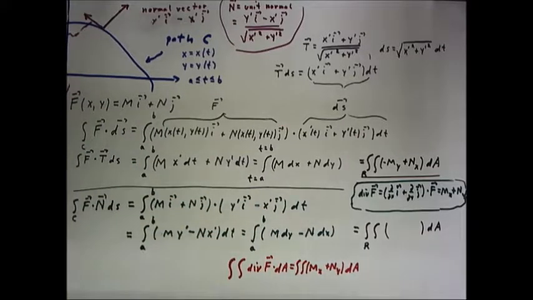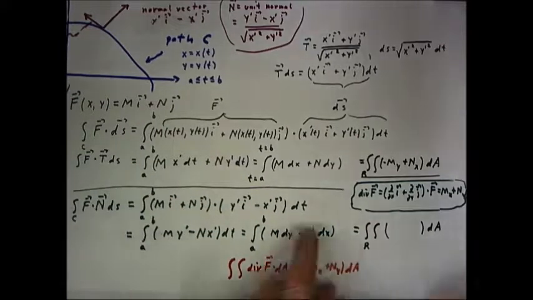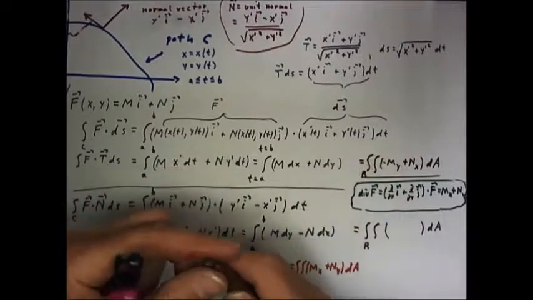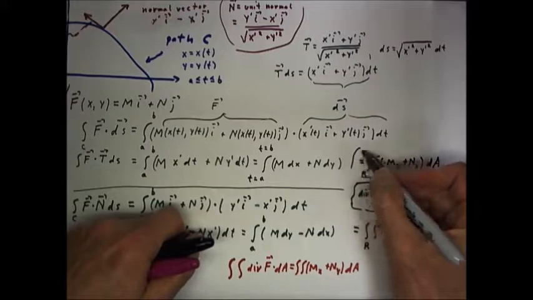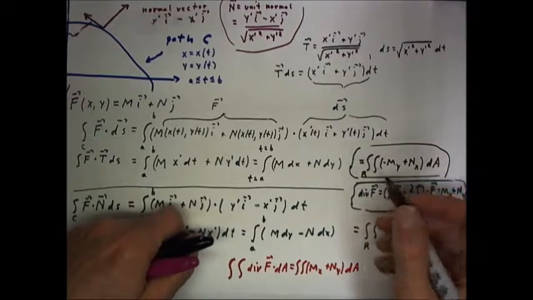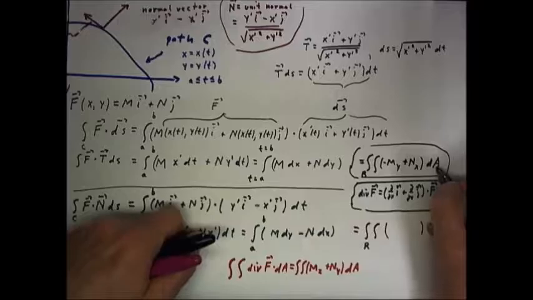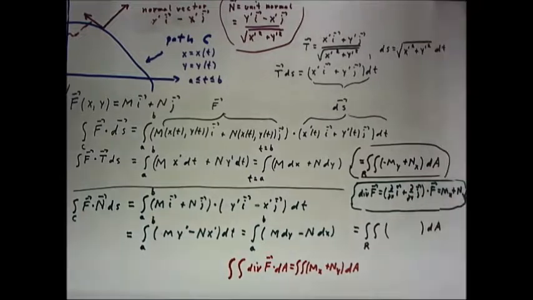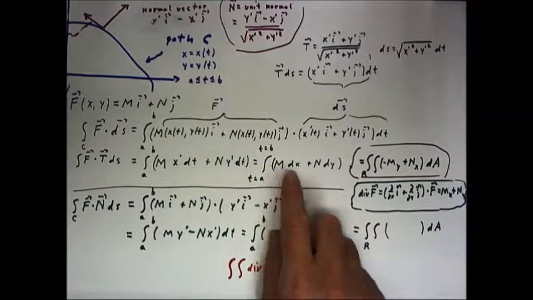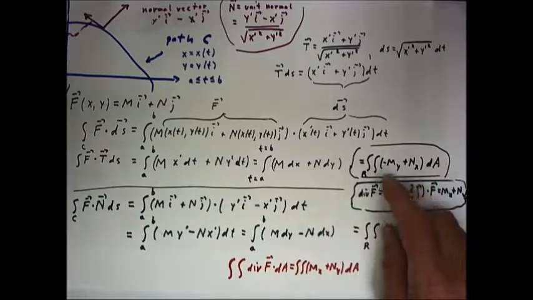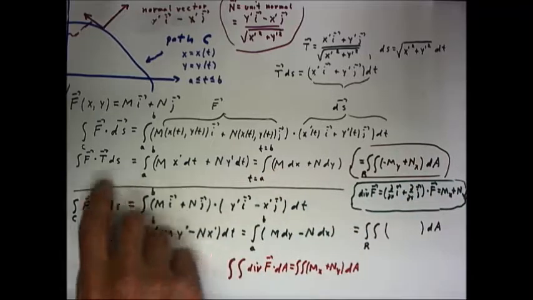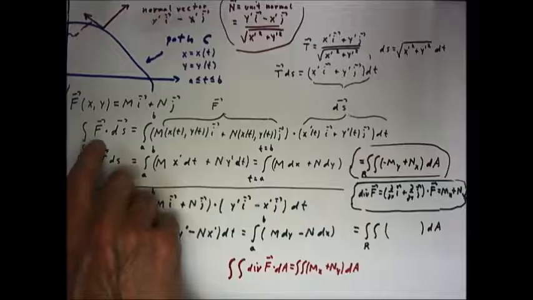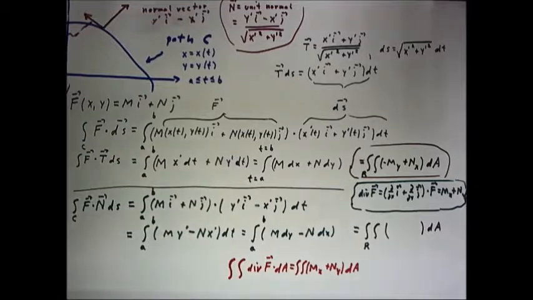Now, by Green's theorem, we know that any of these integrals has to be equal to the double integral with respect to area of negative my plus nx. That is, the integral of m dx plus n dy is equal to the area integral and represents the integral of f dot t ds or f dot vector ds.